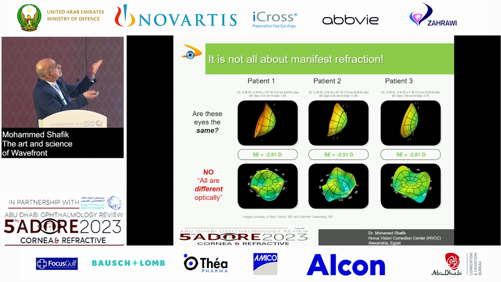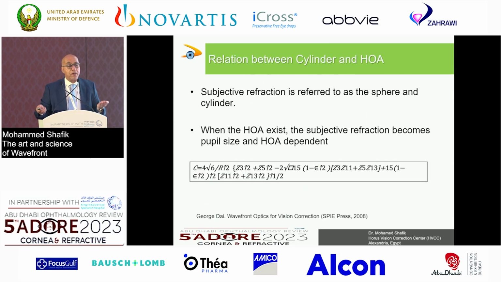Although those patients have the same or more or less the same spherical equivalent, they are totally optically different, and you can't treat them the same way. One size fits all does not fit our modern refractive surgery. Moreover, there is a stronger relation between the pupil size and the amount of astigmatism due to the higher order aberration. When you increase the pupil size, you increase the higher order aberration coming from the edges.